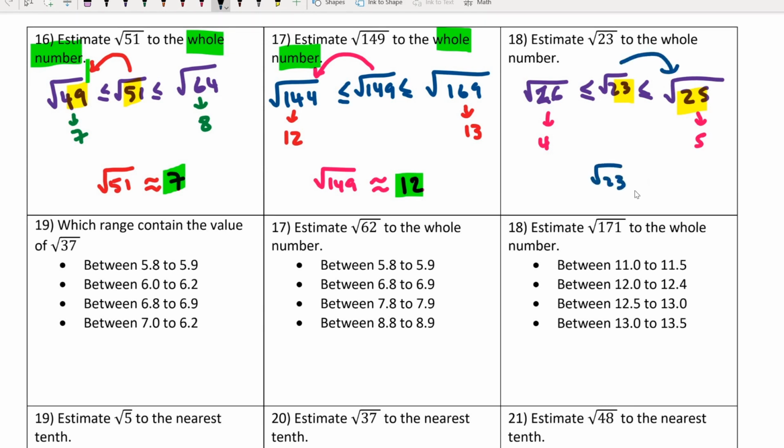Square root of 23 is approximately around 5. One last time, it's a whole number, that's why we have 5 as the final answer.